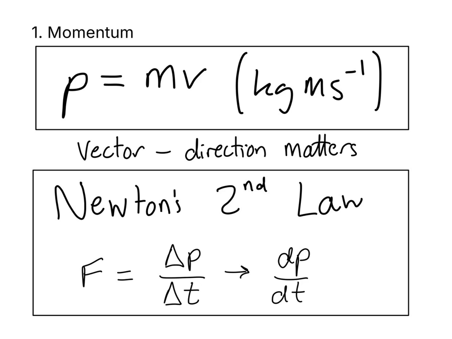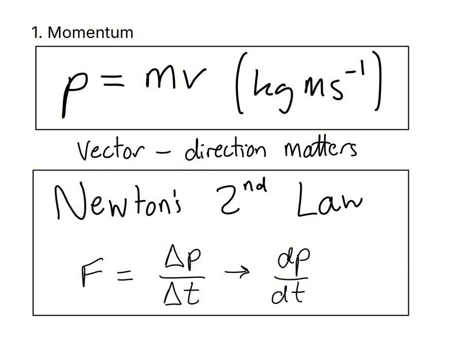Momentum is mass times velocity, p equals mv, measured in kilogram meters per second. And because velocity is a vector, momentum is a vector too. Direction absolutely matters, which means in a one-dimensional problem you must pick a positive direction and give anything travelling the other way a minus sign.